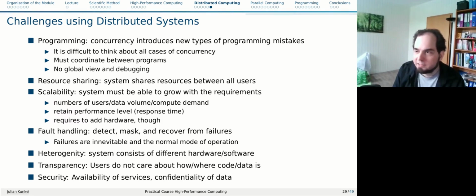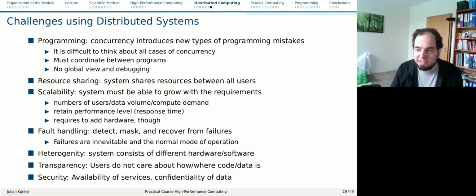We have faults in the system, which means we need to detect, mask, and recover from those failures. If there are 1,000 systems, at any time there will be 1 or 2 down at least. It's kind of the normal mode of operation. A fault is not abnormal, it's normal.